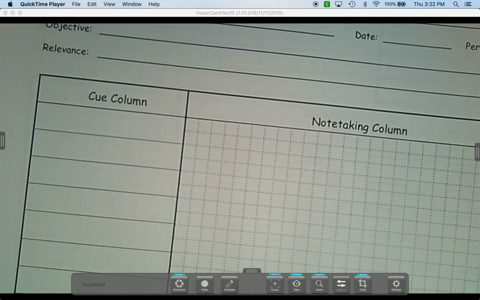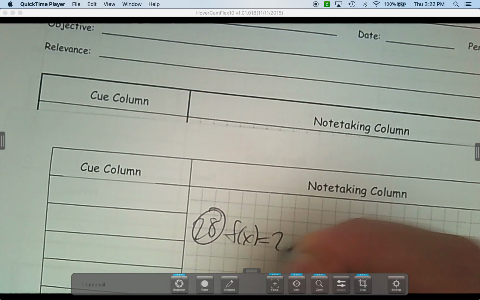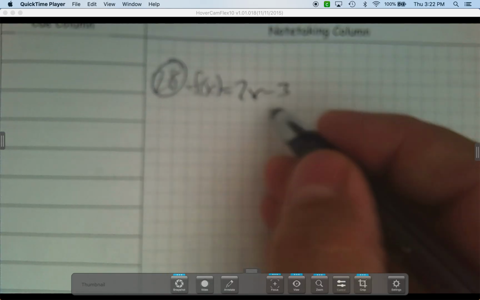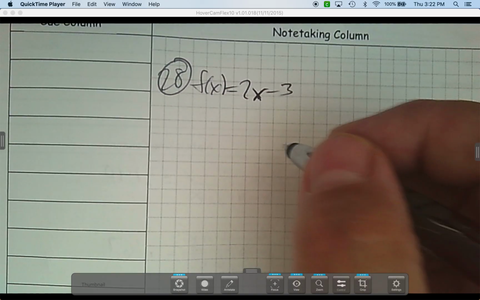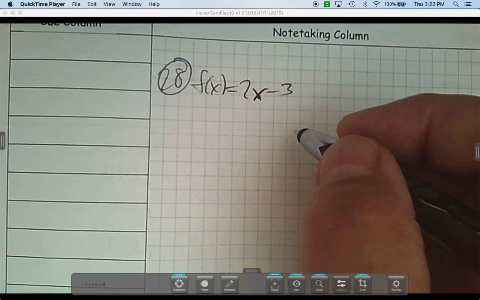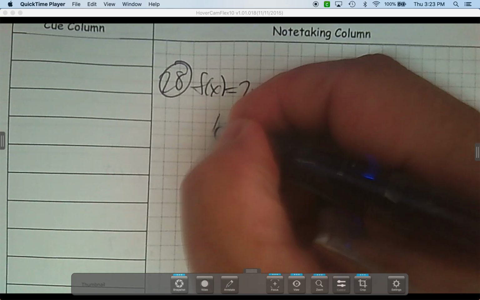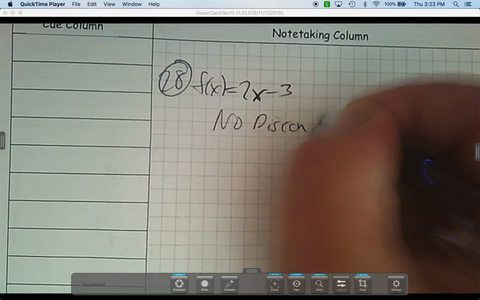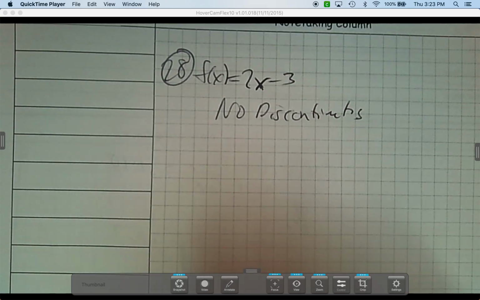All right, 28. F of x equals 2x subtract 3. So know your functions. 2x subtract 3 is a polynomial, a line. A line is continuous everywhere. There are no asymptotes, jumps, holes, nothing. There's nothing that makes this undefined. The domain is all real numbers. Another way to describe it. Therefore, there are no discontinuities here. So this is smooth and continuous.